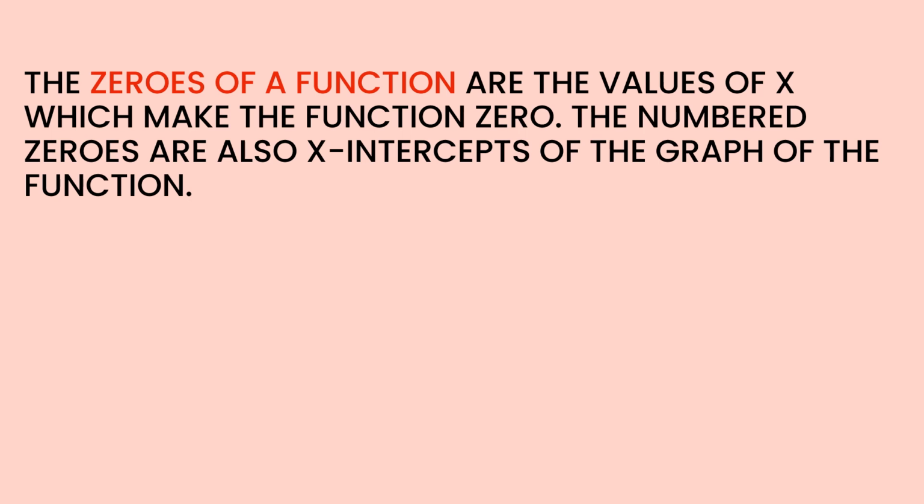And the fourth term is the zeros of a function. The zeros of a function are the values of x which make the function equal to 0. The zeros are also the x-intercepts. Take note of that. Okay? The zeros of a function are also the x-intercepts of the graph of the function.